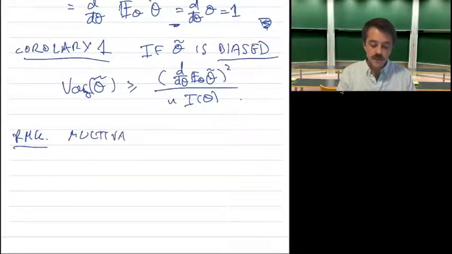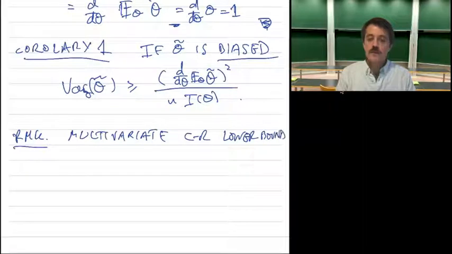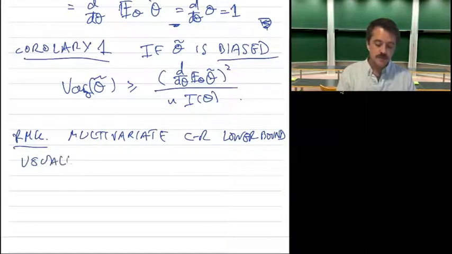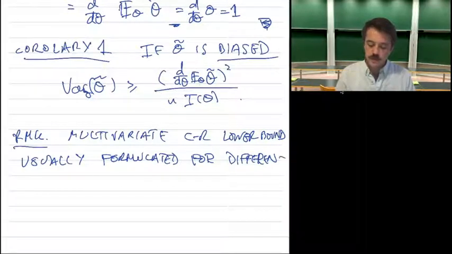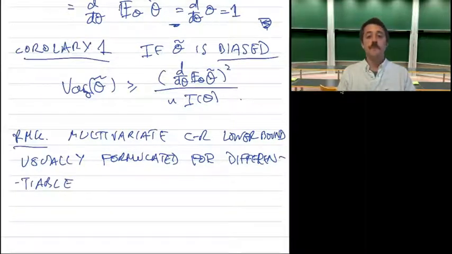So the multivariate Cramer-Rao lower bound. Usually it's formulated for differentiable functionals.